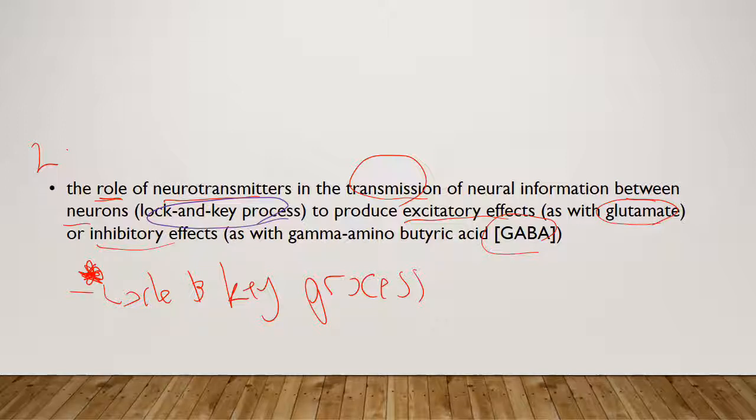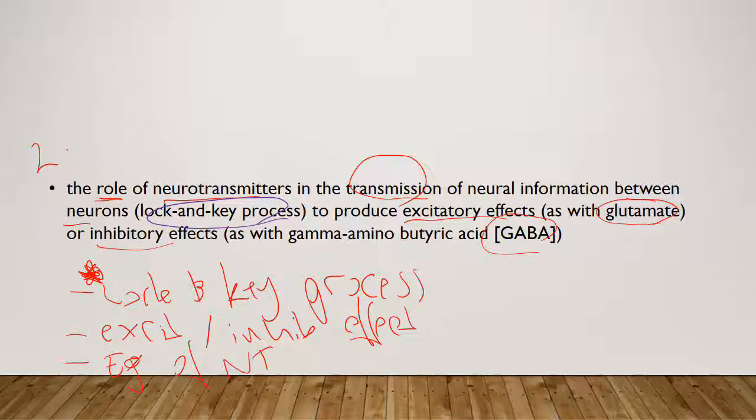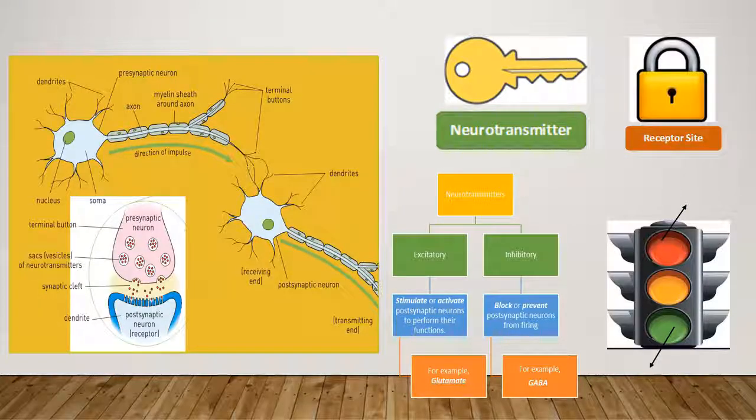You should know the difference between an excitatory or inhibitory effect, and you should know examples of neurotransmitters that exhibit both excitatory or inhibitory effects, so glutamate and GABA. Okay, so in this dot point, we are focusing primarily on the synapse.